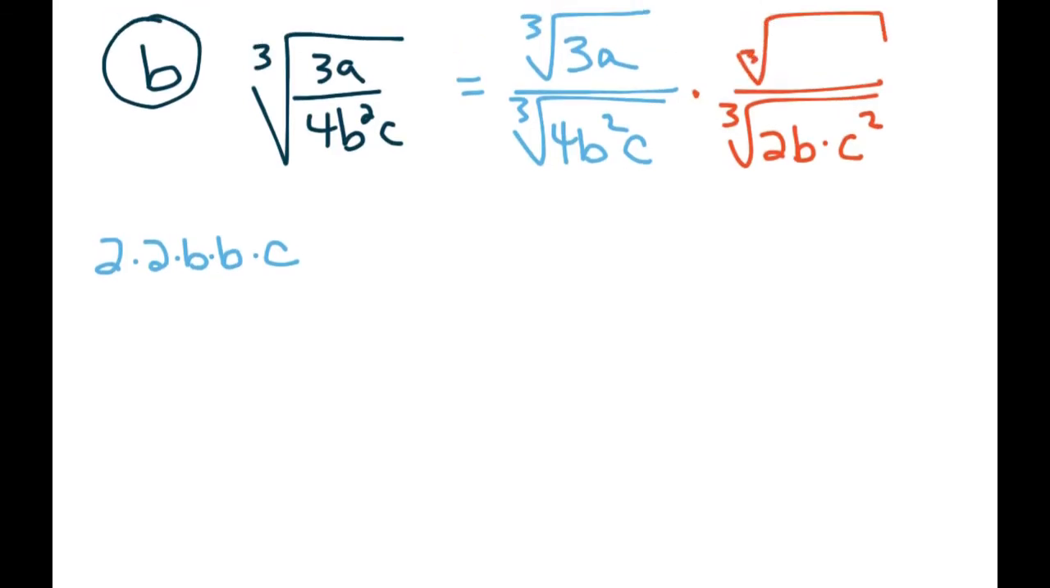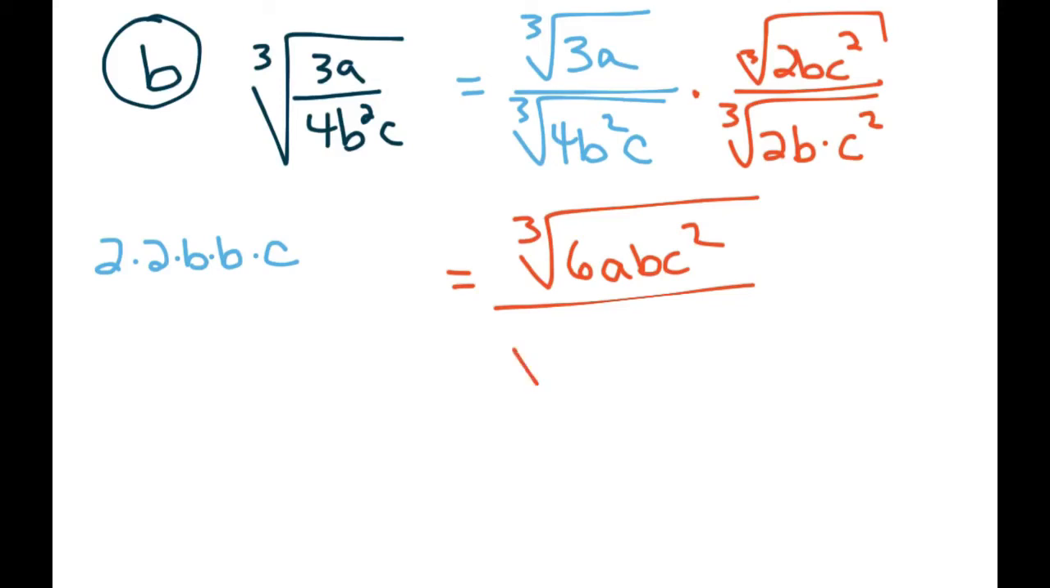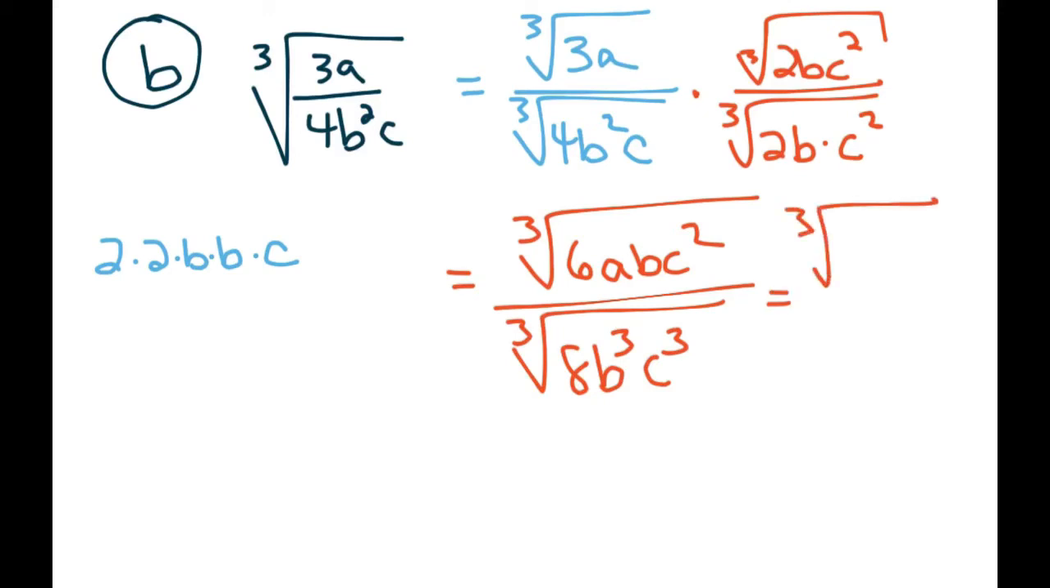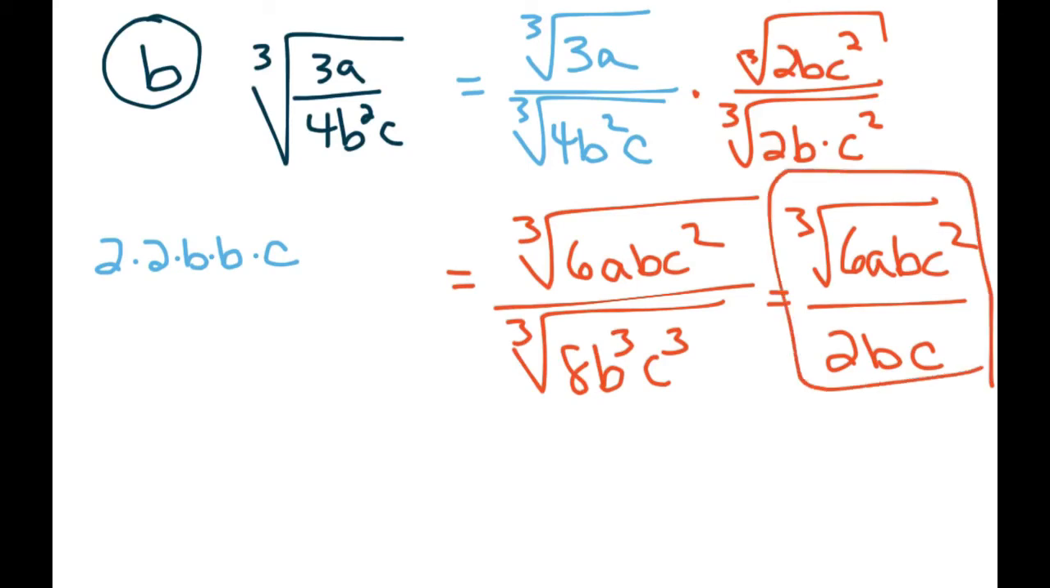And whatever I do to the denominator, I'm also going to do to the numerator. When you multiply the radicals together, as long as they have the same root index, you just multiply what's underneath the radicals. So I'm going to get the cube root of 6abc squared on top. And in the denominator, I get the cube root of 8b cubed c cubed. Well, the denominator, I can now take the cube root of each of those. Hold on, let's rewrite the numerator. The denominator is 2bc. And look, the radical's gone in the denominator.